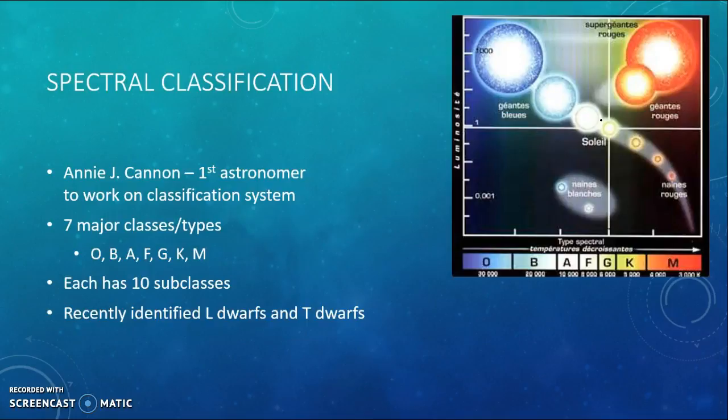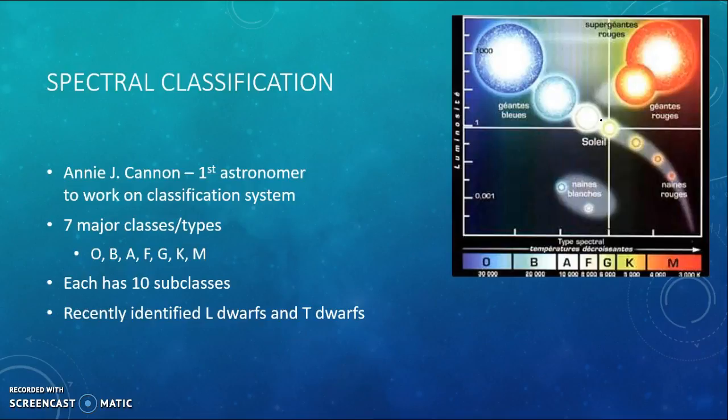Moving on, spectral classification. Okay, we watched a video. Annie J. Cannon was the first astronomer to work on this classification system. Remember, she was deaf, and she was working on this. They would get different pictures of the spectra, and she would put them into major classes. So there are 7 major classes: O, B, A, F, G, K, and M. O being the hottest, and M being the coolest.